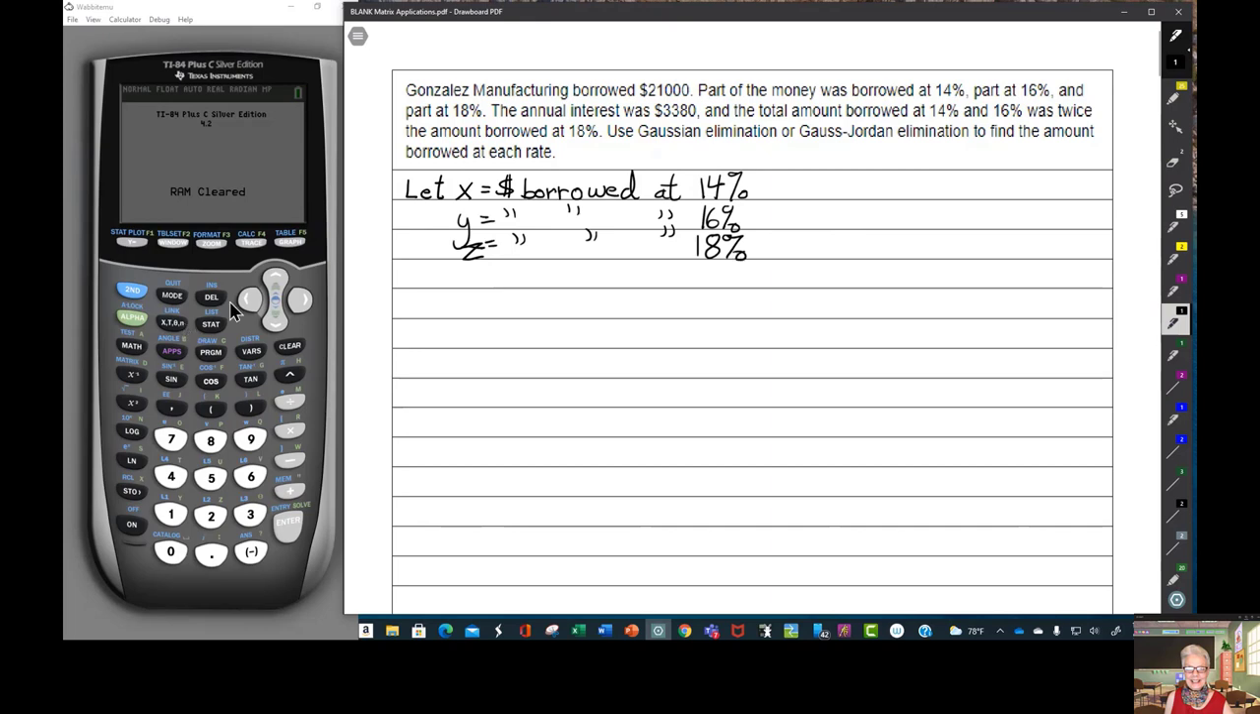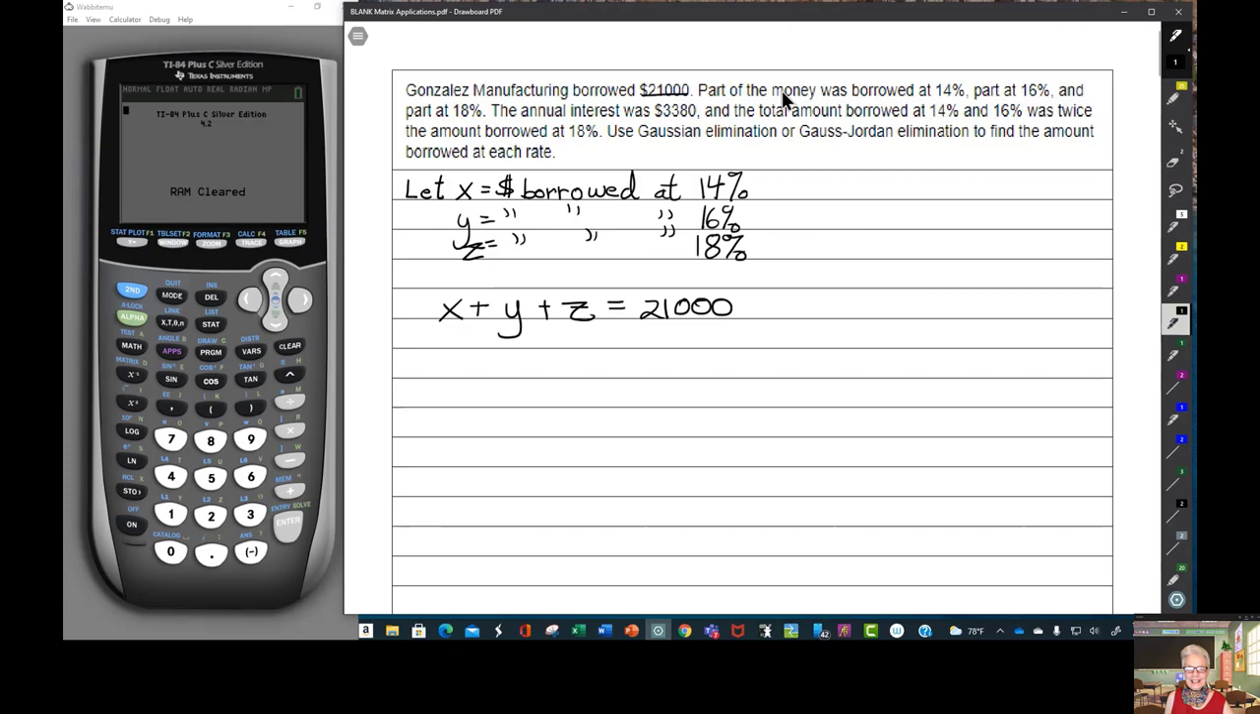So we know that X plus Y plus Z is going to be $21,000. We're told that right here, and we're told that this $21,000 is divided up into three chunks.